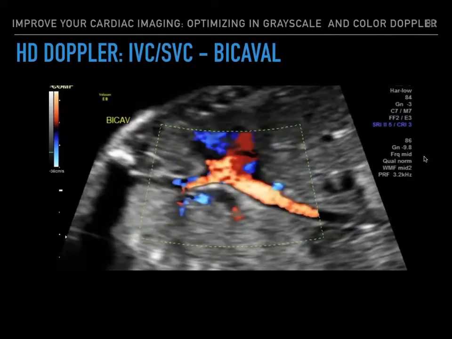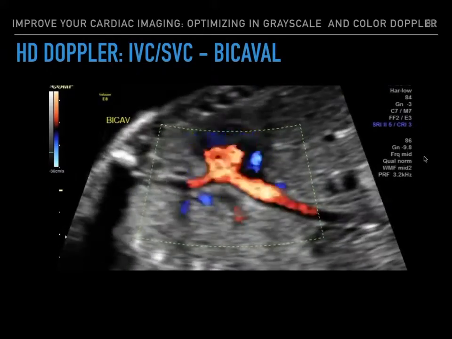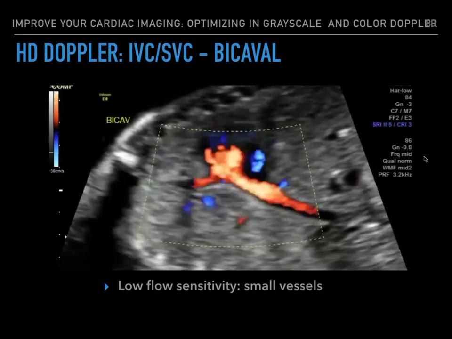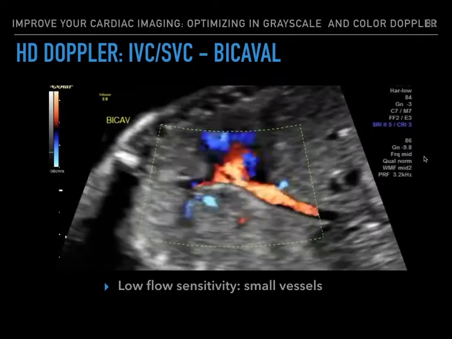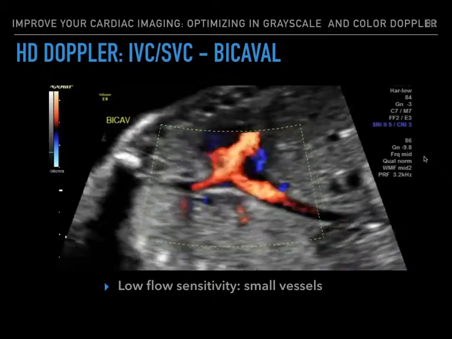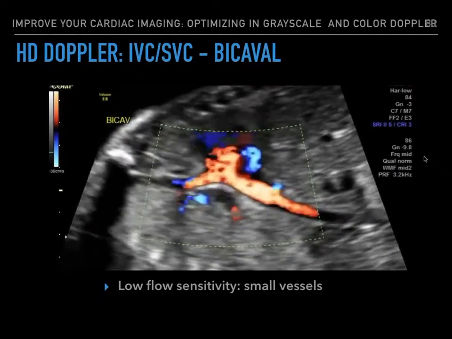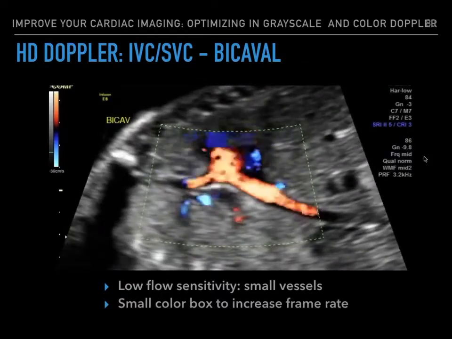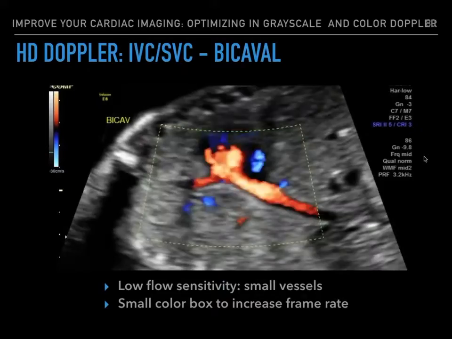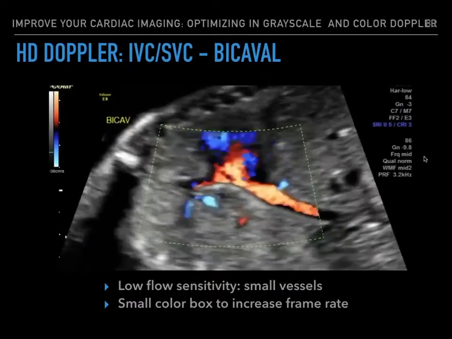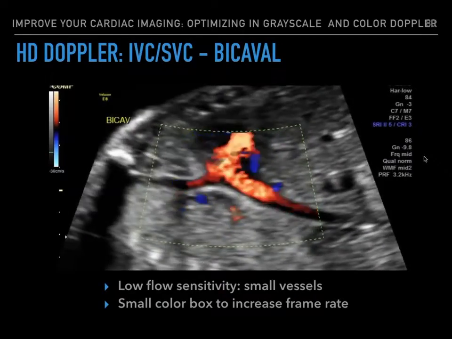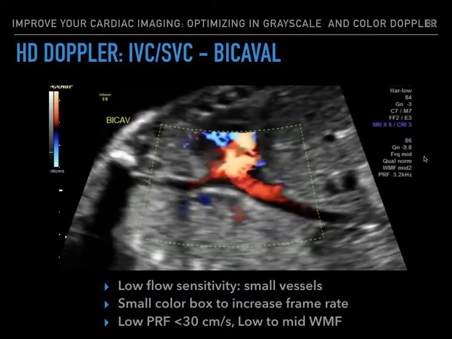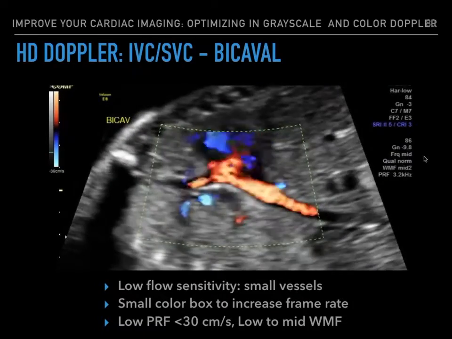Utilizing high definition Doppler is also helpful for evaluating the bicaval view. So its low flow sensitivity and enhanced definition provide clarity of the margin of the vessels, and it's also useful to determine or depict any size discrepancies between the IVC and the SVC. You want to keep in mind again, small color box to increase the frame rate, to lessen the blooming effect, and to also minimize flash artifacts. You want to set your PRF to low and wall motion filter mid to low as well.